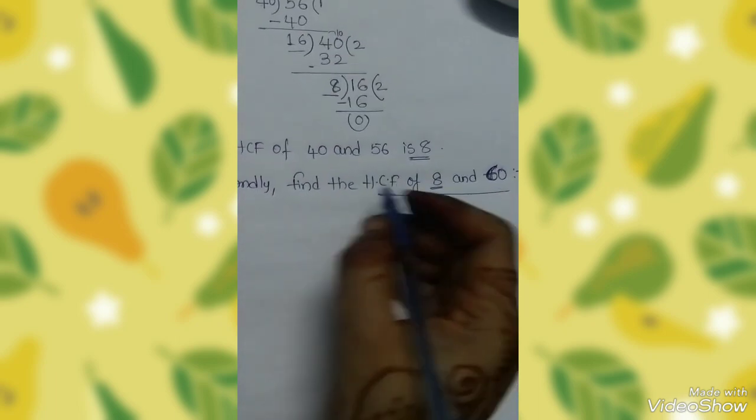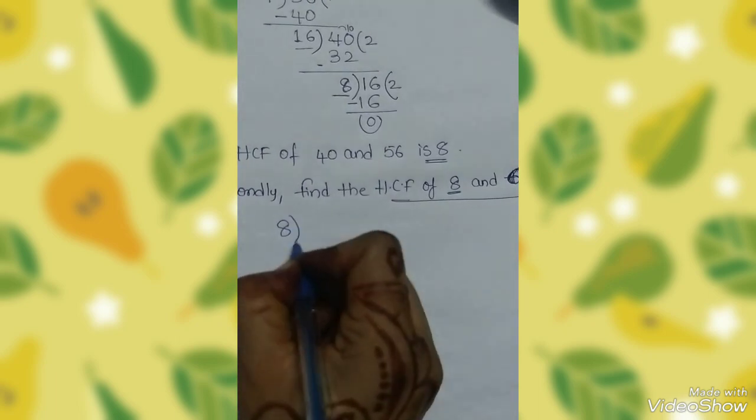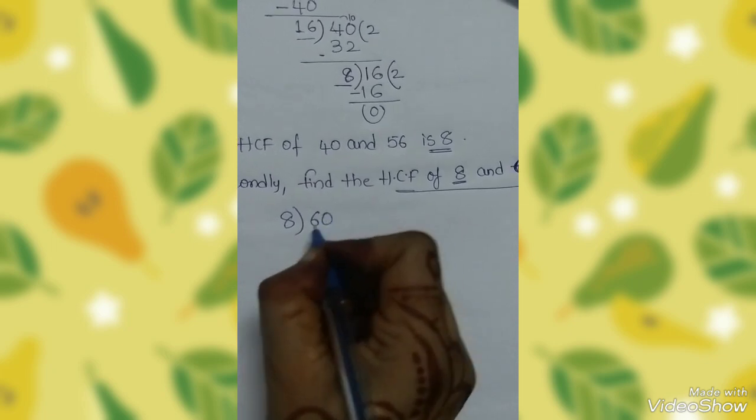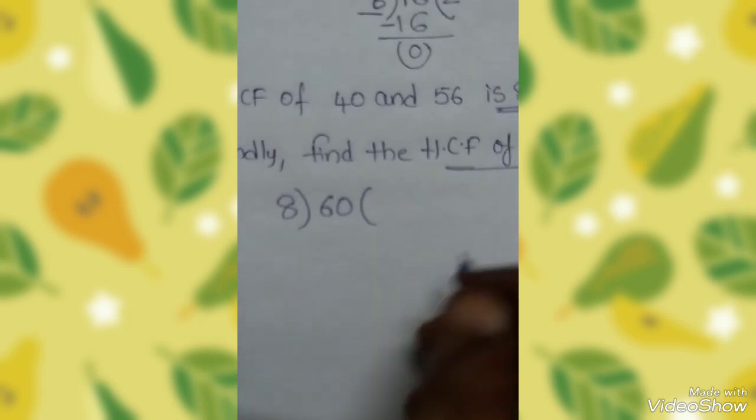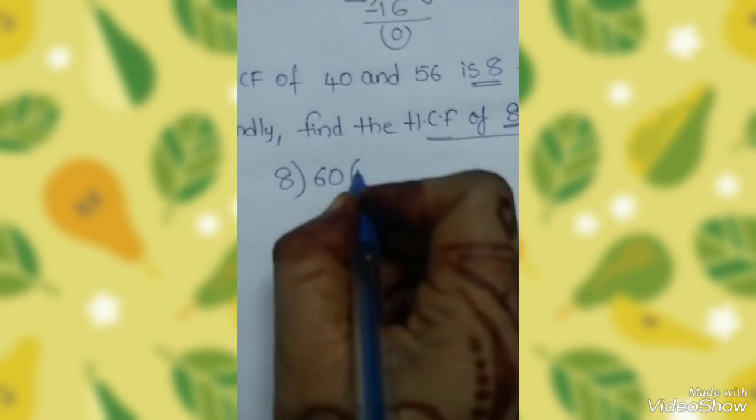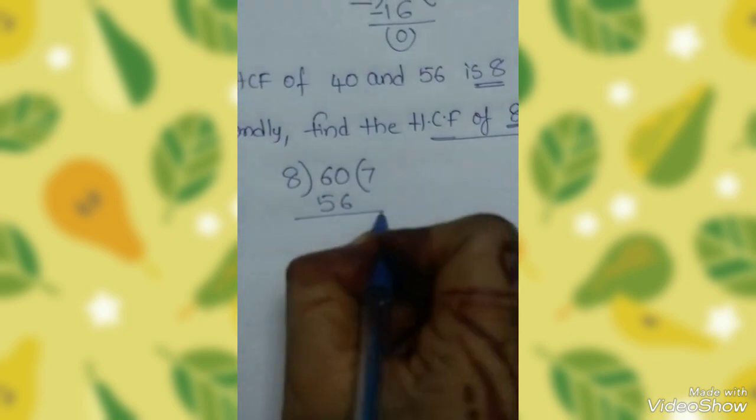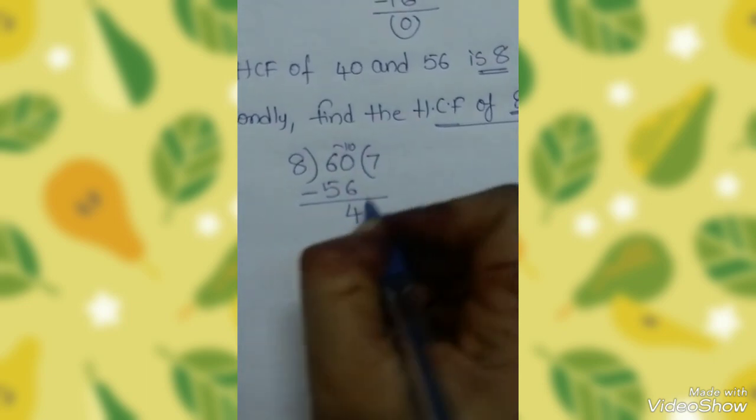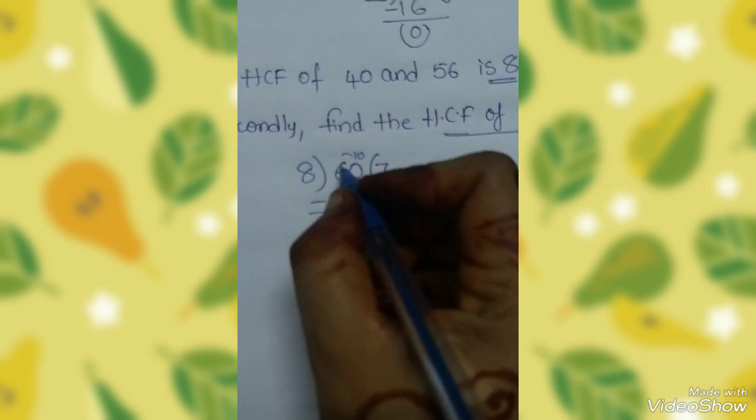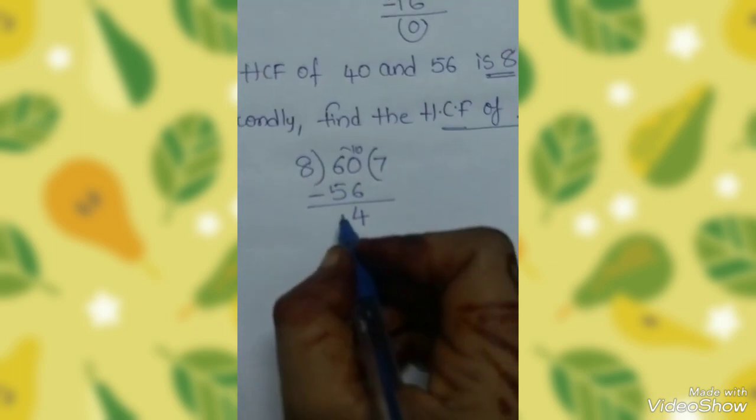So now what is that? 8 and 60. Divide 60 by 8. Okay. This is the big number and this is the small number. Now see here. 8 sevens are 56. So subtract here. 60 minus 56 is 4.